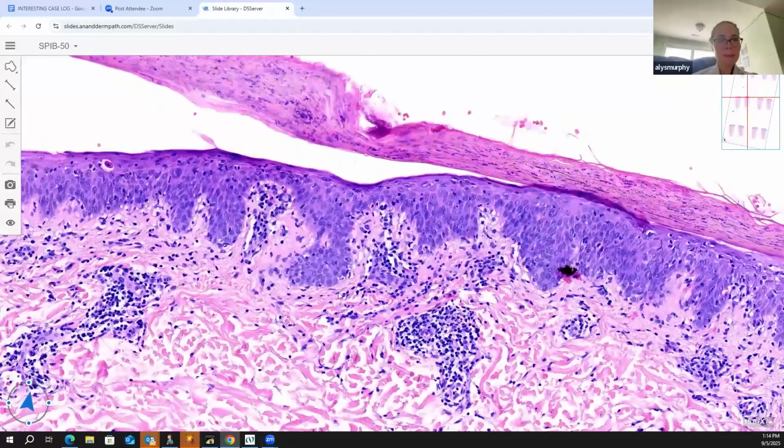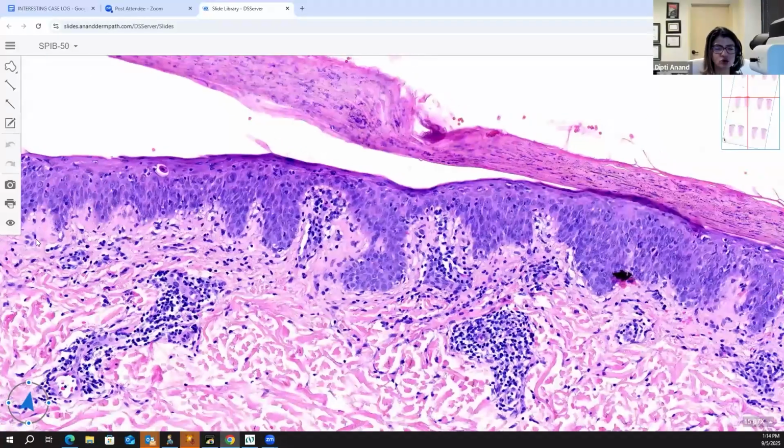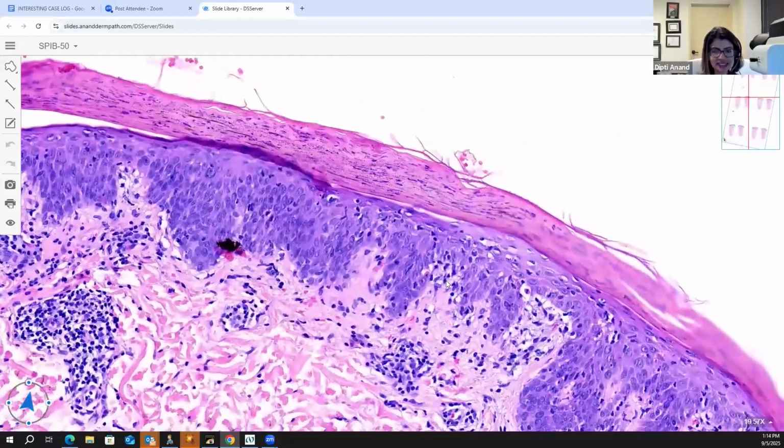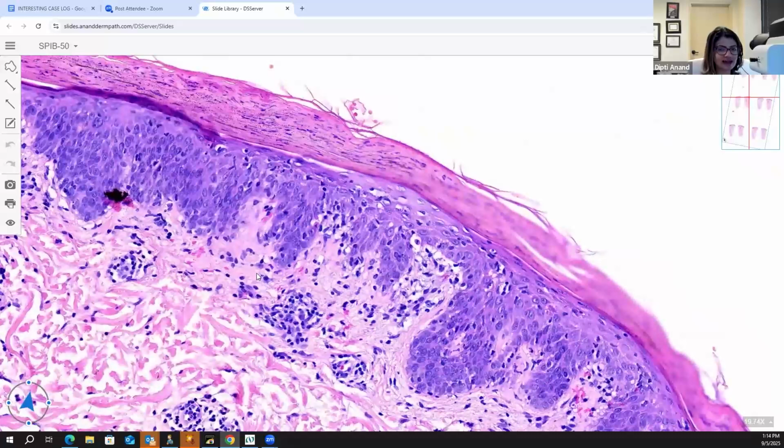So if this was MF, when you are seeing lymphocytes in the epi, you always have to think to yourself, is there a reason for the lymphocytes in the epi to be there? And if you cannot find the reason, then it is MF. But can you find the reason for the lymphocytes in the epi to be there? You're unnecessarily blaming them. There is a very good reason for them to be there.